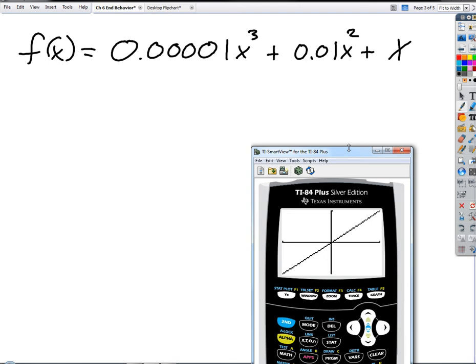When x is really small, if x is 1.1, then 1.1 squared is not very much bigger than 1.1. 1.1 cubed is barely bigger than that. There's not much of a change. But as x gets really large, the difference between those terms is going to grow.